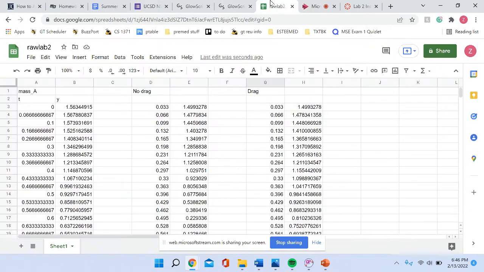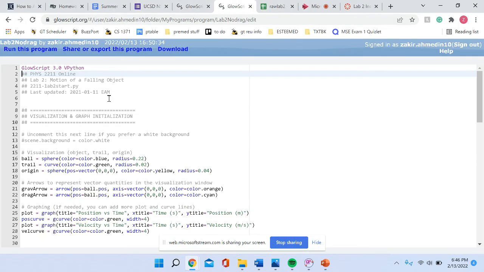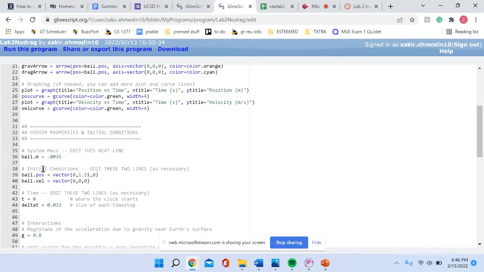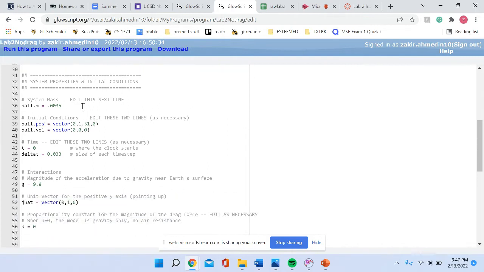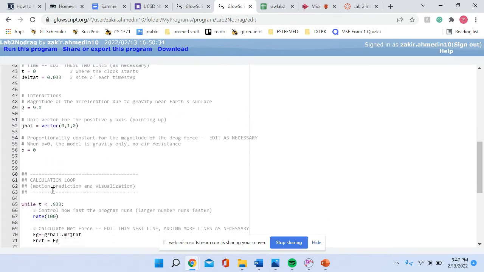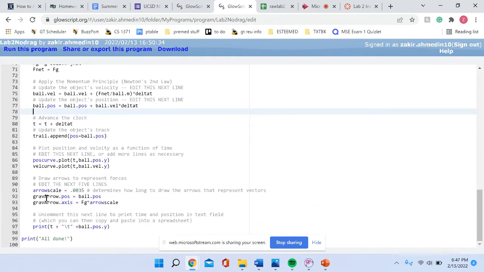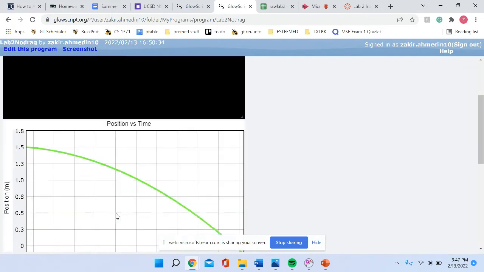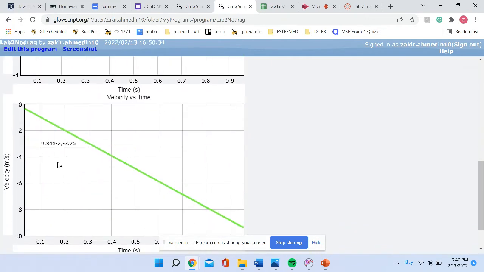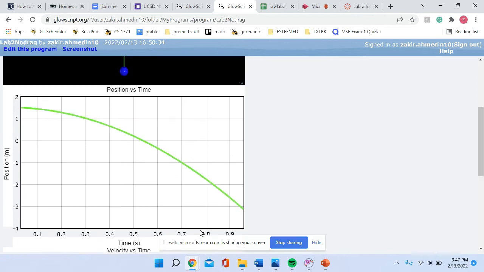And then here I have my GlowScript code. So this is the one with no drag. We have the position entered, the velocity was 0 because it was dropped, and then we have the two update formulas. Then when we run the program, we can see that velocity is constant and that the final position is actually through the ground.